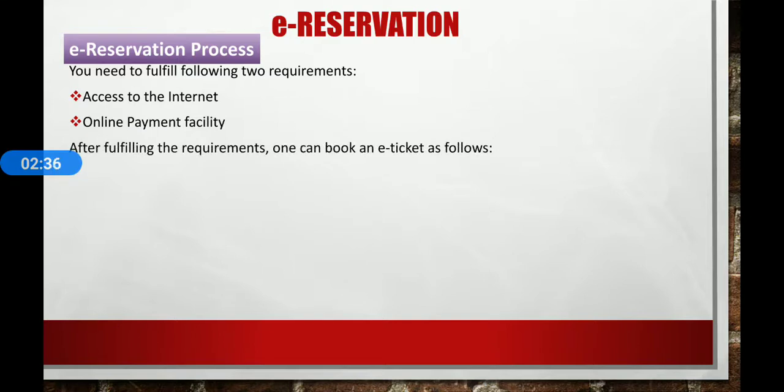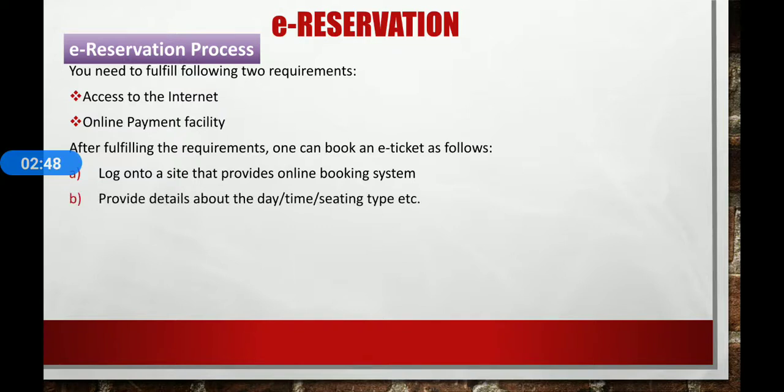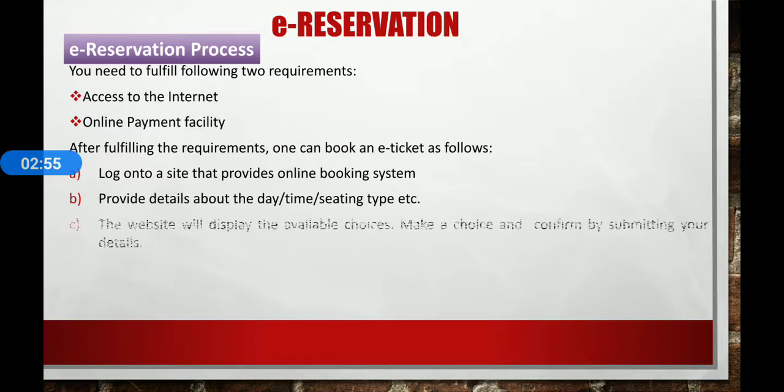After fulfilling the requirements, one can book an e-ticket as follows. First, log on to a website that provides an online booking system. Then provide details about the day, time, or seating type, etc. The website will display the available choices. Make a choice and confirm by submitting your details.